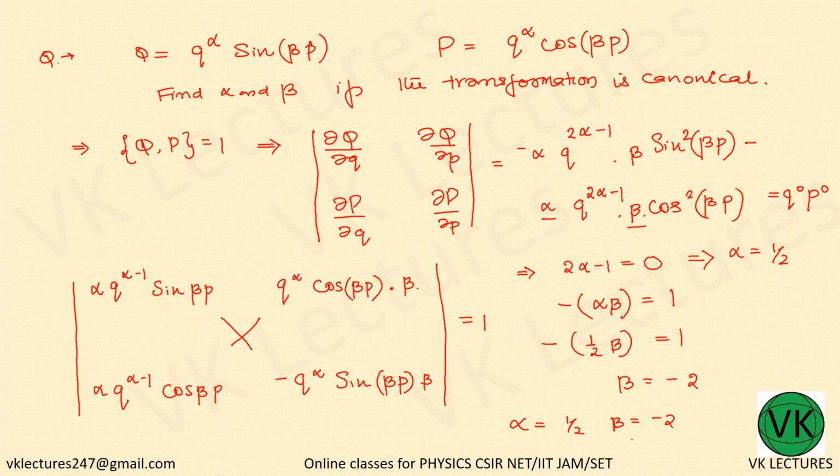Now why is this a minus sign? This minus sign is because here we have one minus and this minus. So minus of these quantities inside should be equal to 1. Only then you will have q to the power 0, p to the power 0 equal to 1.